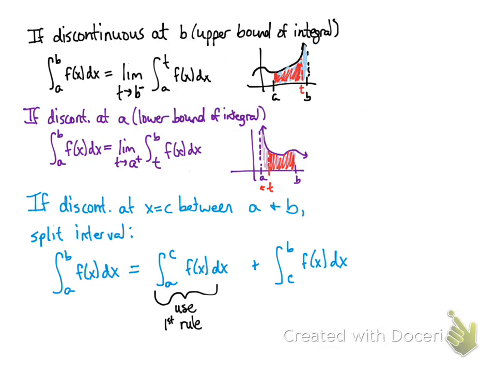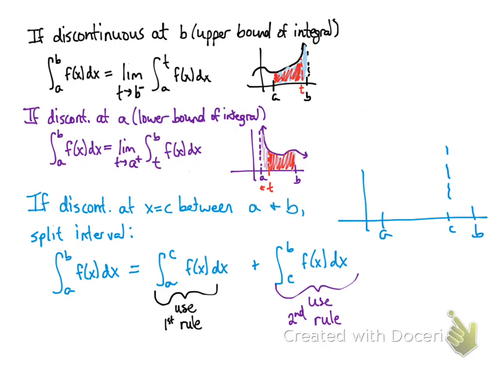So that's a limit of an integral from a to t as t approaches c from the left. And for this other one, we have to use the second rule, the one where the lower limit of integration is the discontinuity. So it's the integral from t to b as t approaches c from the right. So each of those is a limit.